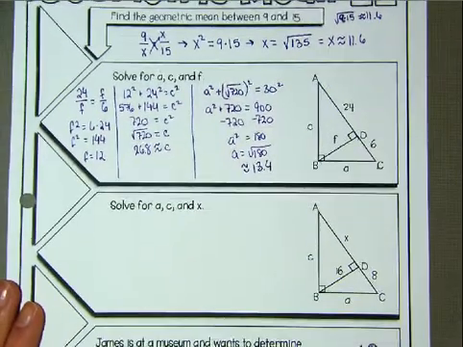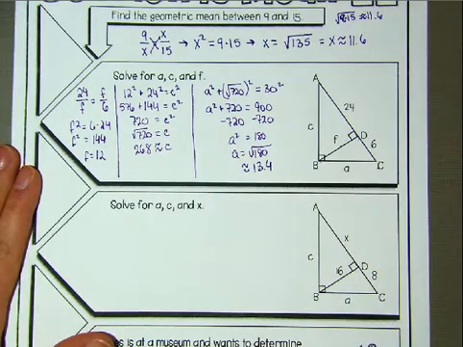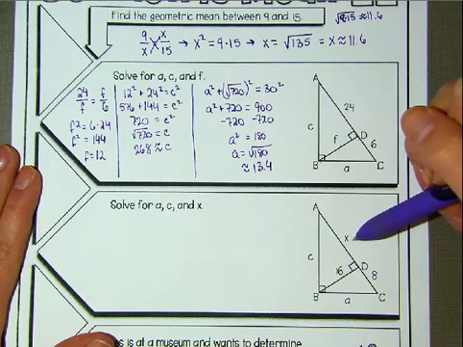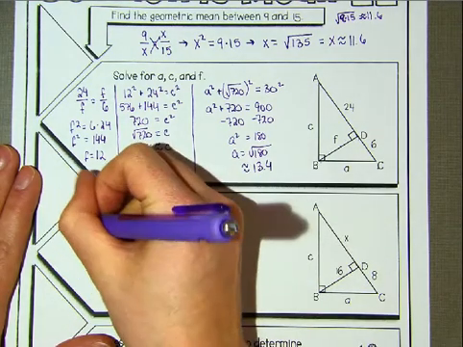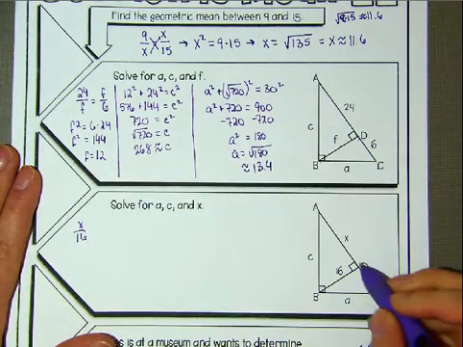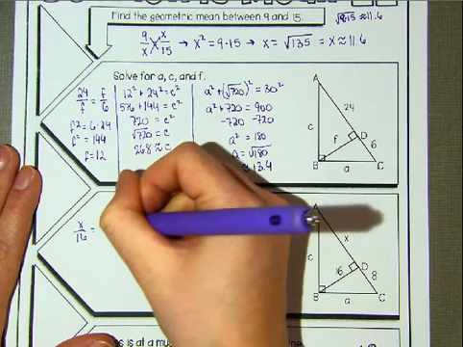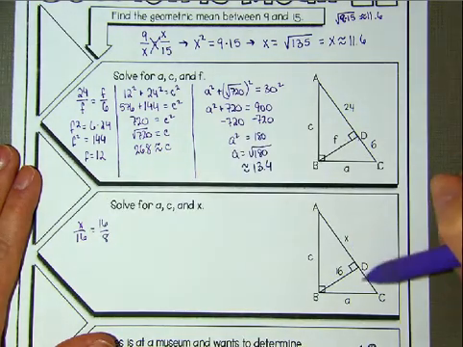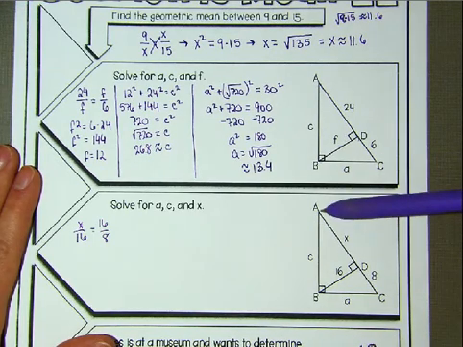Our next problem is really similar. So we're going to start by solving for x this time. So we have x over 16, 16 is our altitude here, is going to be equal to 16 over 8. It's the exact same setup as the problem before, except this time our variable is where the 24 was.